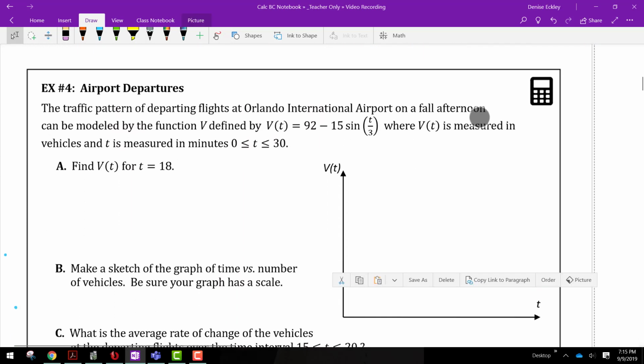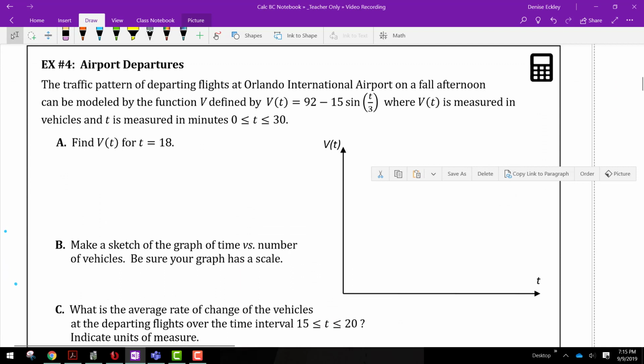Now the last one. Now we're dealing with something besides speed. We're dealing with traffic patterns of departing flights at the Orlando International Airport, and they're modeled by the function v. V of t is 92 minus 15 sine t over 3, where v of t is measured in vehicles and t is measured in minutes, and we're looking between 0 and 30 minutes.